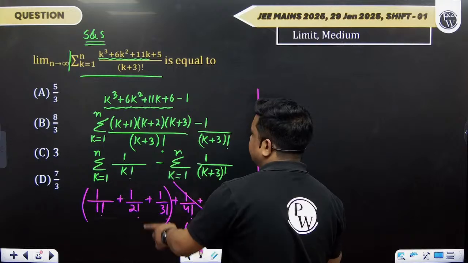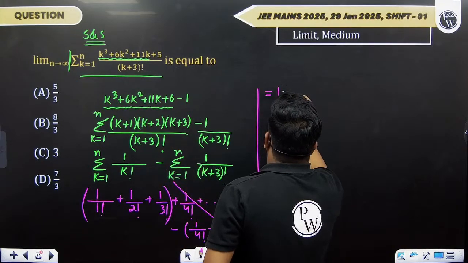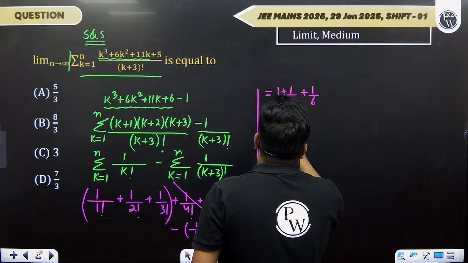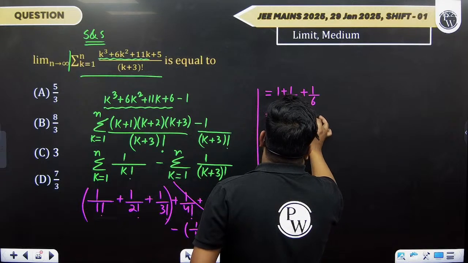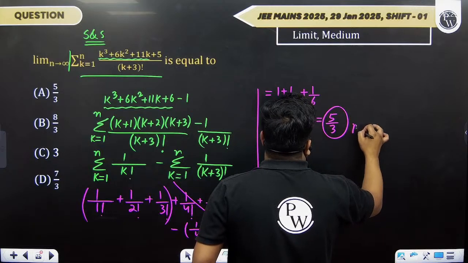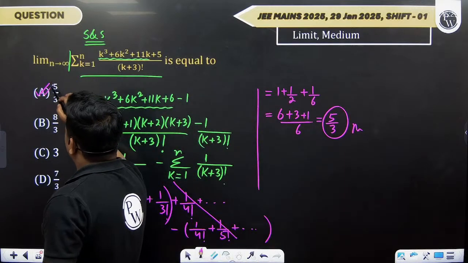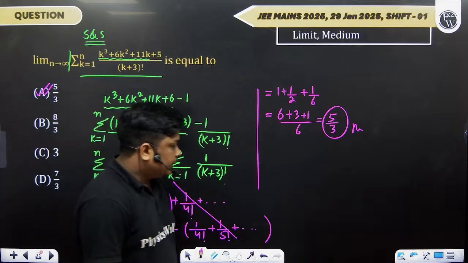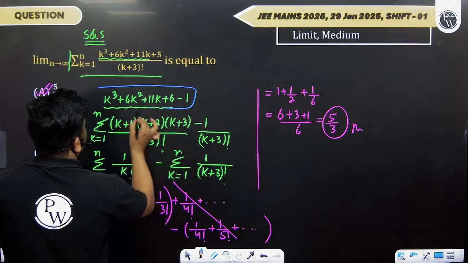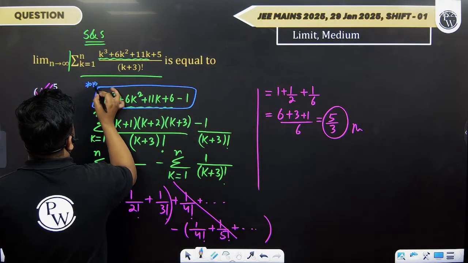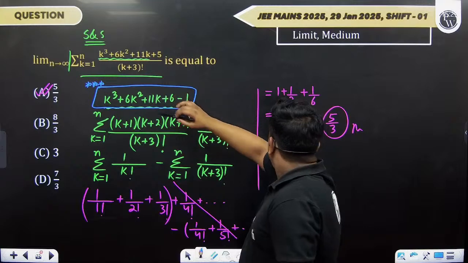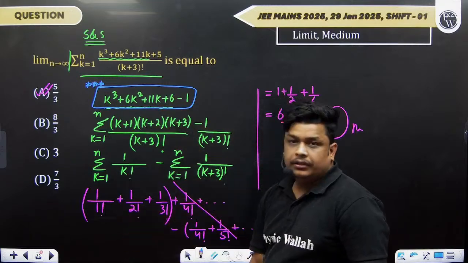This question, even if given for sequence and series, the answer will be 1 plus 1 by 2 plus 1 by 6. Now when you solve this, this becomes 6, 3, 1 by 6, which becomes 5 by 3 as the correct answer. So this part was the most critical part of this question, which in examination you have to think that you have to factorize this in such a way and then you can solve the question.